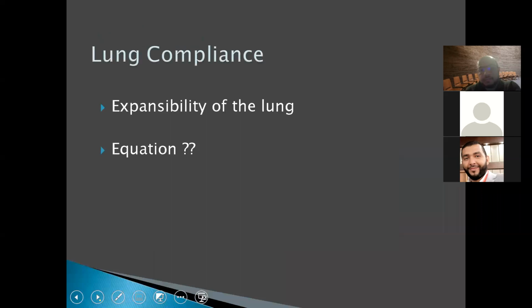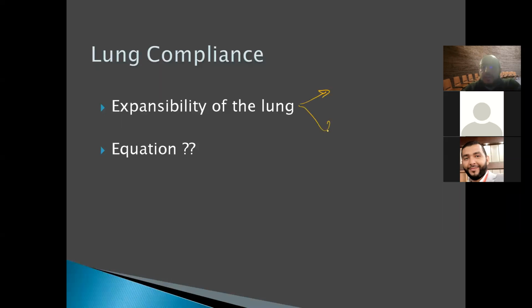Lung compliance. So yes, last week we spoke about compliance, which is how easily the lung stretches, correct? We explained the three types of socks. If you have normal socks or new clothes, it's very easy to put on and stretch on your body. That means good compliance.